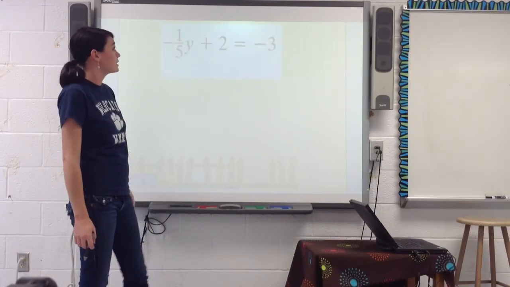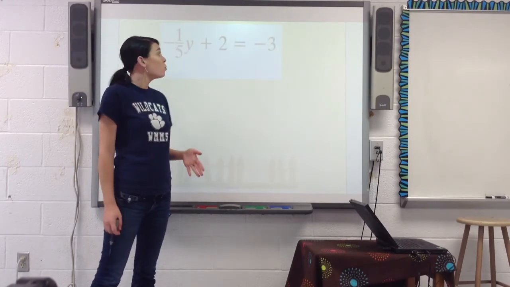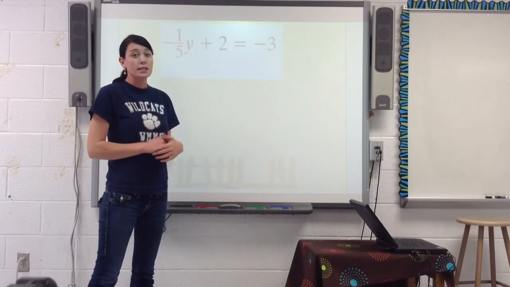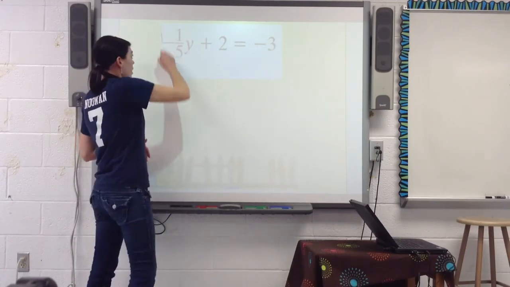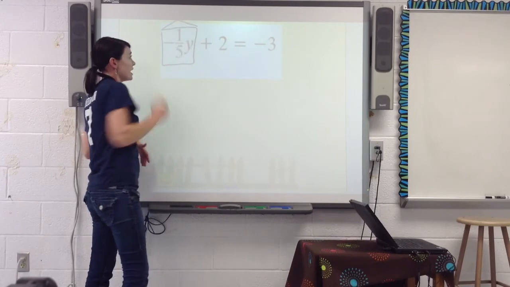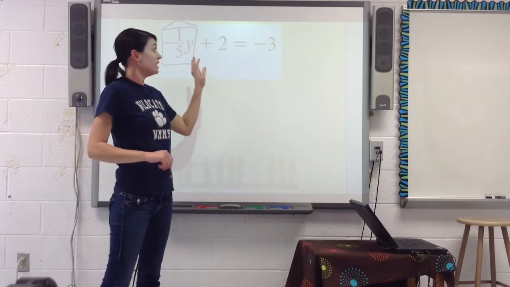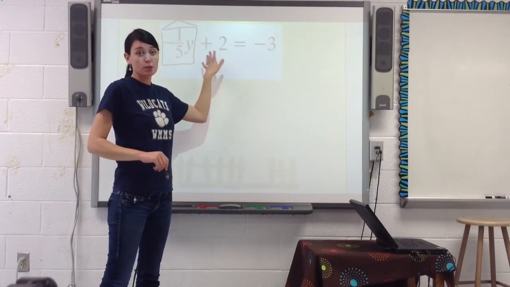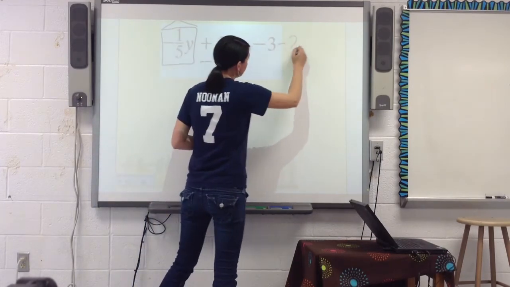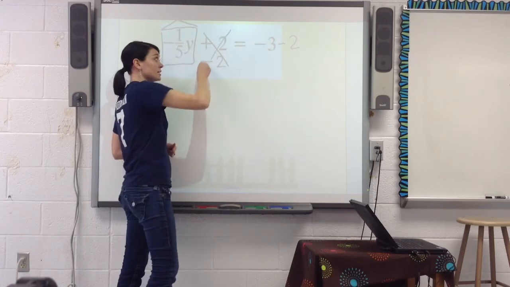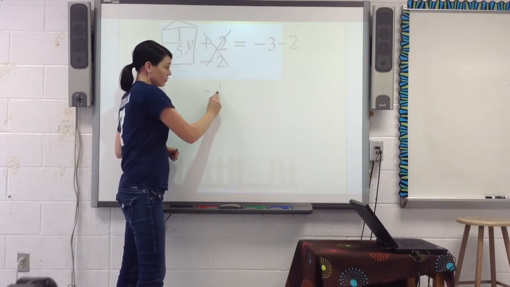Okay, go ahead and write this one down. -1/5 y plus 2 equals -3. We're going to solve this one the same way. We're going to draw that house around that -1/5 y. The inverse operation of addition is subtraction, so we're going to subtract 2 from both sides. On this side, show me that it cancels out. Bring that -1/5 y down.